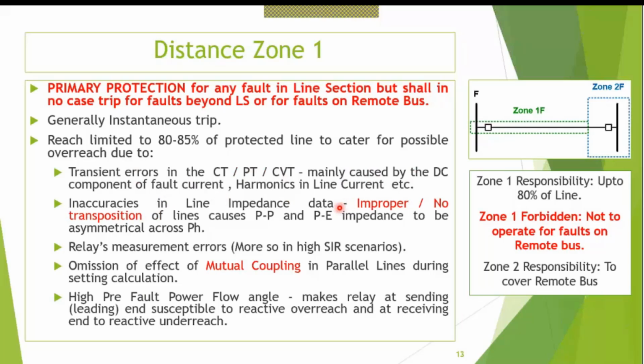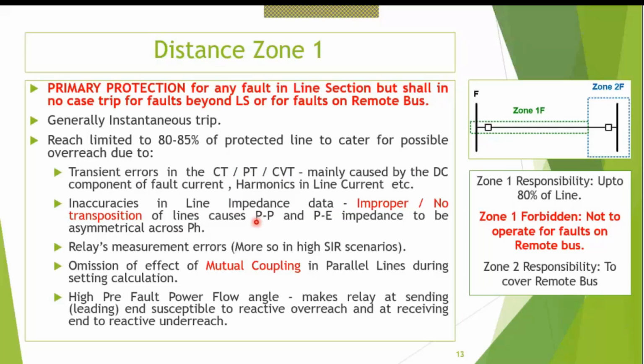Inaccuracies in line impedance data. Improper transposition causes phase-to-phase and phase-to-earth impedance to be asymmetrical across phases. Now see, generally we don't use different phase-to-phase and different phase-to-earth impedances. We correct it by the K0 factor, that's a different issue. We don't use data like this: R phase line impedance is 100 ohms, Y phase it is 90 ohms, and blue phase it is again 100 ohms. We use 100 ohms across all phases. My relay is not designed to act according to phase. The setting is for all phases.